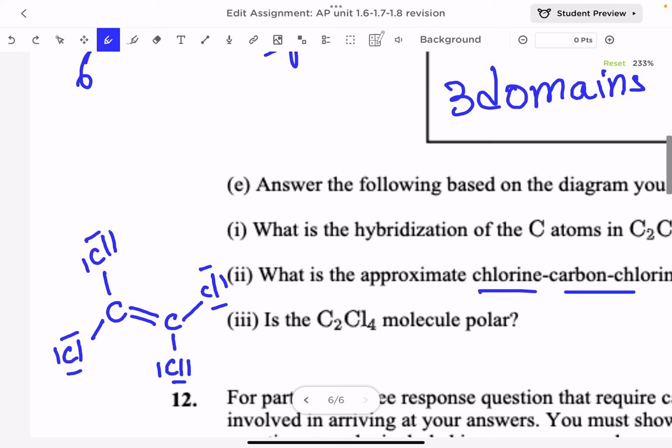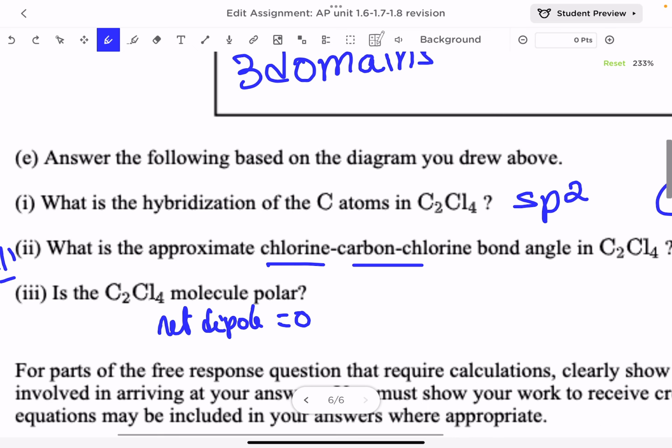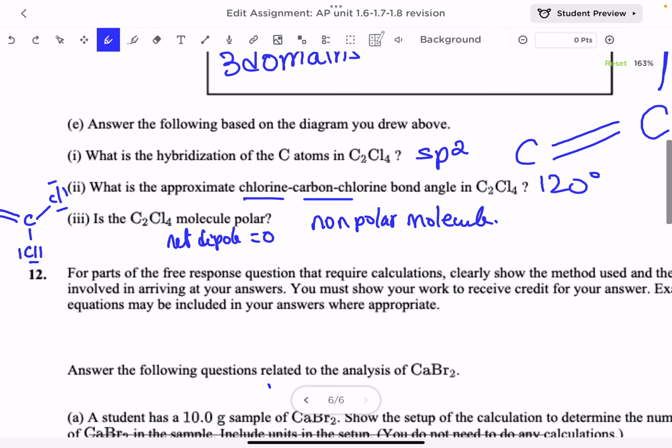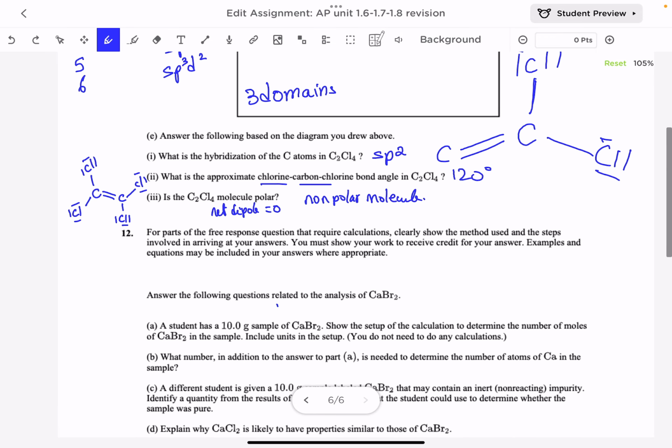Okay, so if we look at this, when we draw the dipoles, since this is a trigonal planar molecule, all the dipoles cancel each other, and the net dipole is 0. Therefore, this is a non-polar molecule. Anyway, this question doesn't require any explanation. But the student has to see that there's a kind of symmetry in this molecule. Okay, now moving on to another new question.